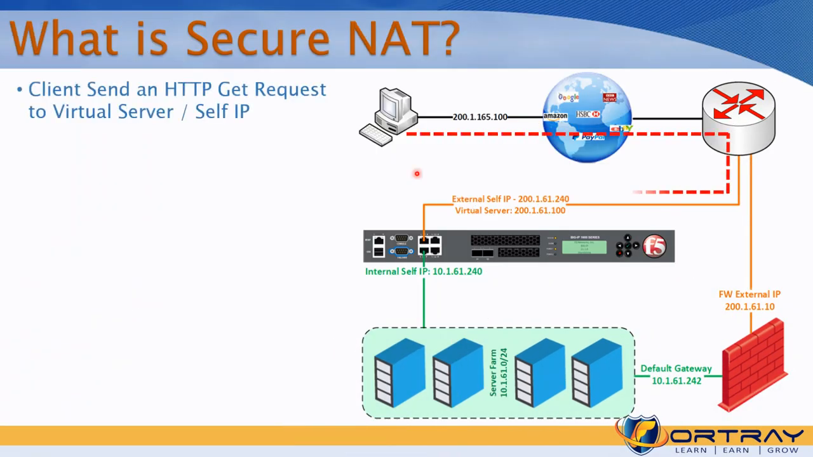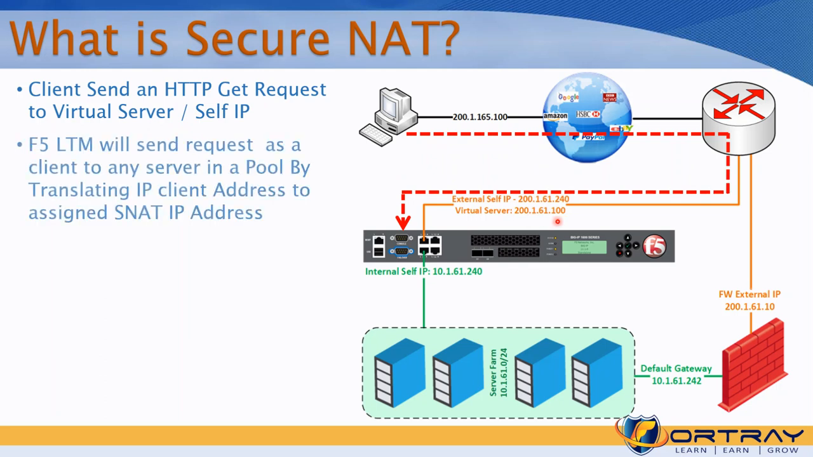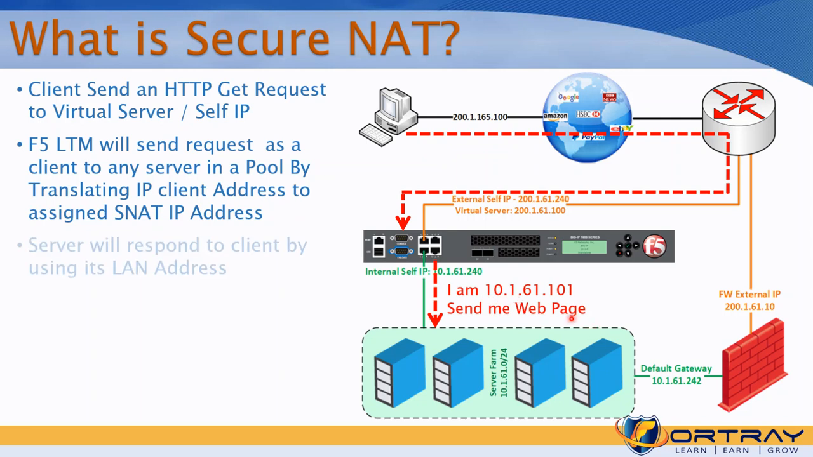Then what happened when we implemented SNAT? The client sends an HTTP GET request to the virtual server self IP, let's say 201.61.100. Then what happened? F5 LTM sends a request as a client to any server in the pool by translating the client IP address to the assigned SNAT address. Now this time I am 10.100. Because we have implemented SNAT, static NAT, the request the server receives is coming from 10.1.61.101.